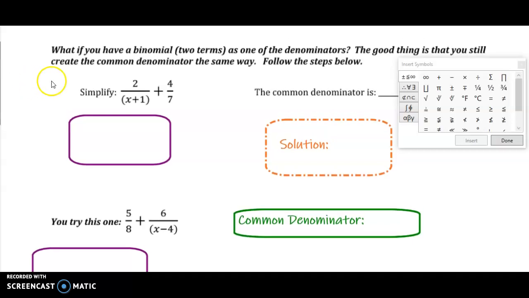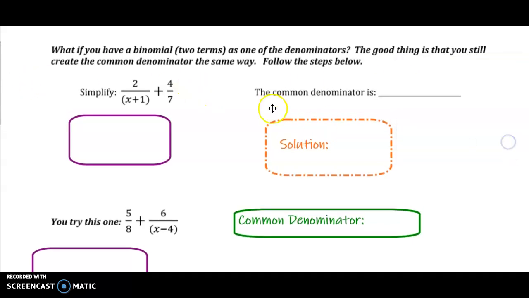For my next problem, we're going to look at what if you have a binomial, meaning 2 terms, as one of your denominators. The good thing about this is that you still create common denominators in the same way. So let's follow the steps below. Looking at my first problem, the denominators are x plus 1 and 7. So the common denominator is just multiplying 7 times x plus 1. It's okay to leave it in factored form, so you don't have to distribute your 7. You can just leave it as 7 times x plus 1.